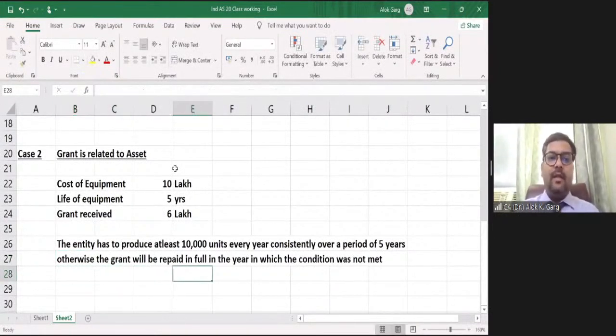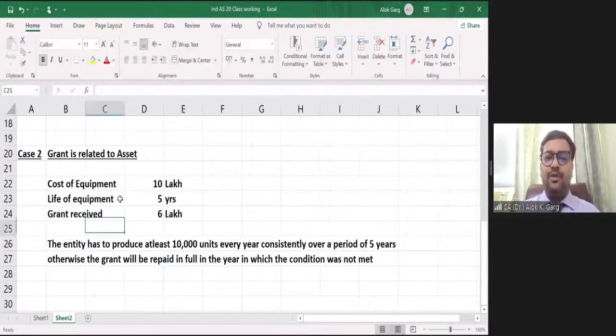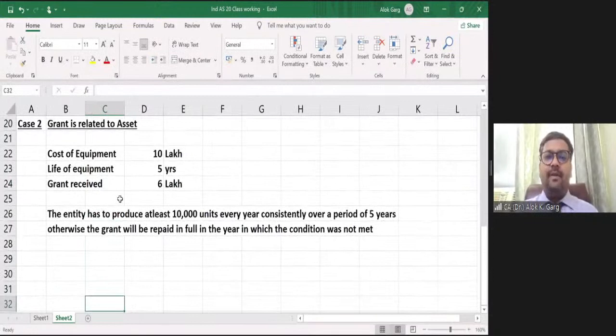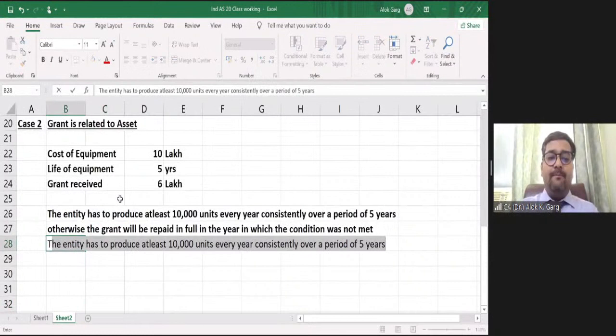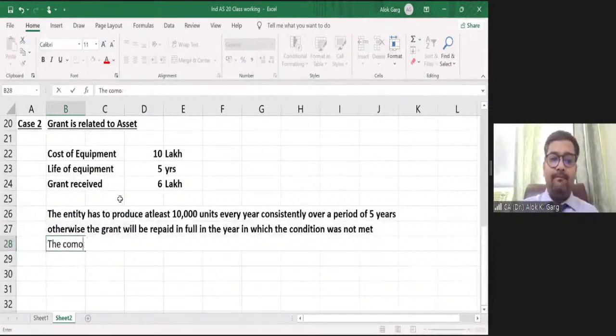I hope you have understood this case study, and you are a bit comfortable about this particular case study. So the cost of equipment is 10 lakh. The life of equipment is 5 years. The grant received is 6 lakh. And the company has defaulted in third year.